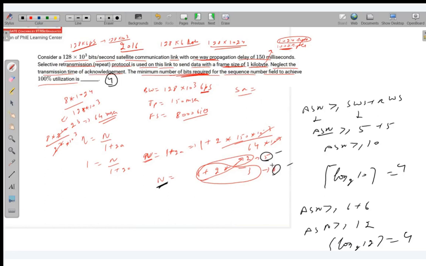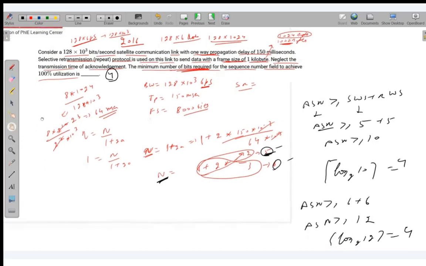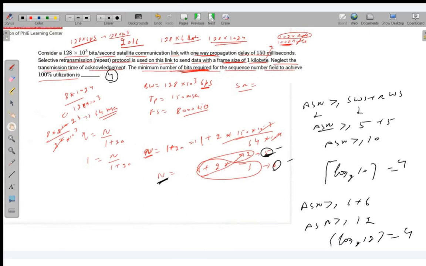Okay, so assume if you take 5, then you are sending 5 frames. See, 100% efficiency means sender should never remain idle. Okay, let me write it. Let me do it on the next slide. Take snapshot, otherwise it will become messy.